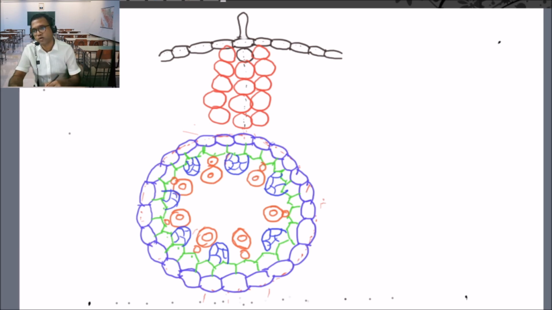Now we have to draw pith. And this pith portion is occupied by loosely arranged parenchymatous cells. This middle portion or center position is known as pith.